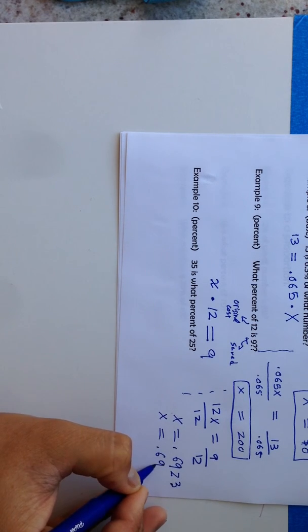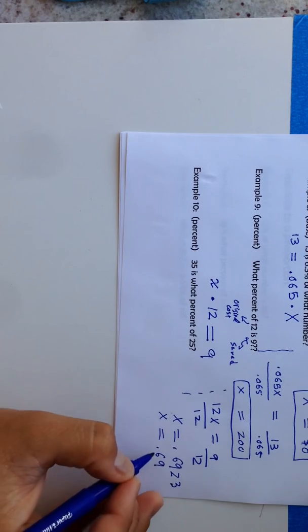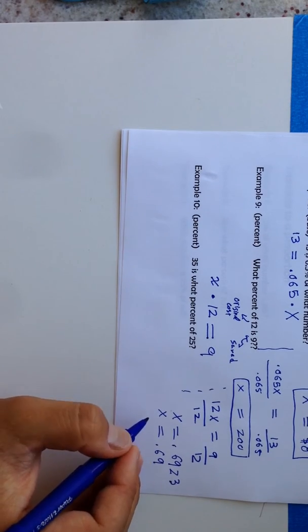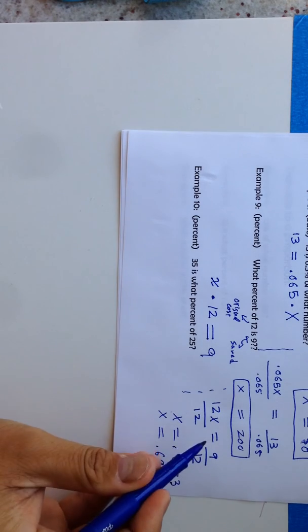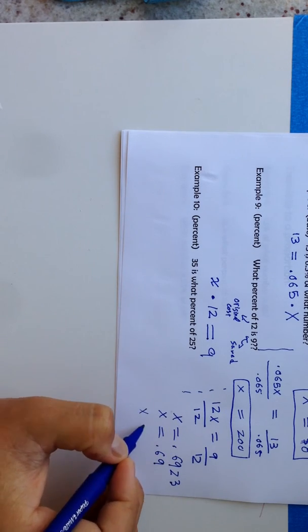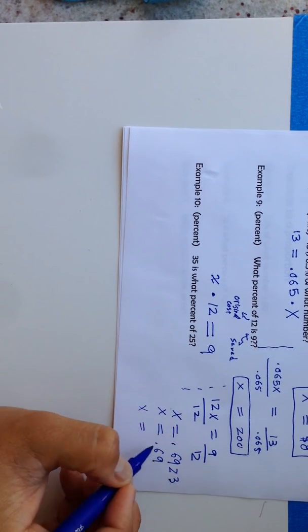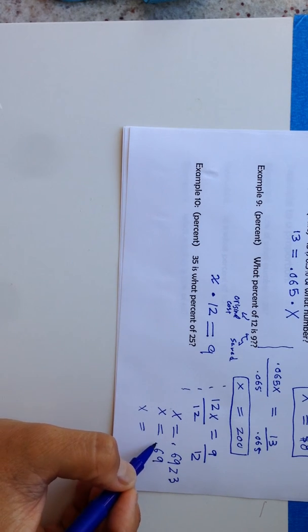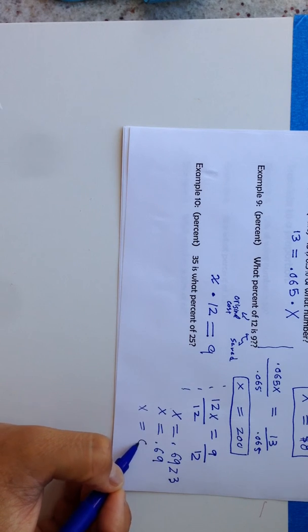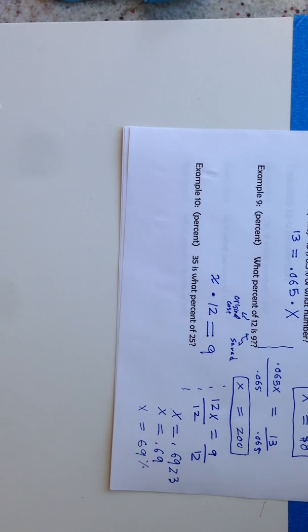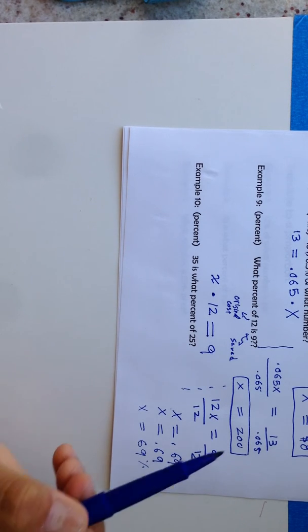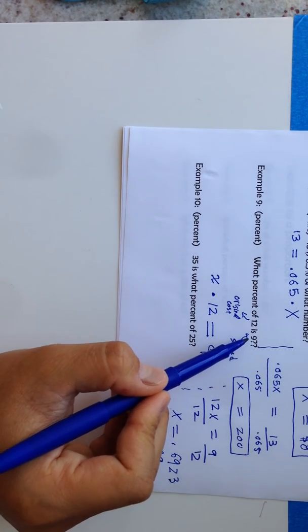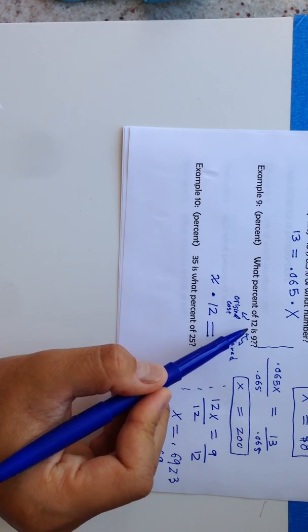I'm going to round to the nearest hundredth. Now, this is a decimal. We are asked for percent. So the next step is to convert from decimal to percent by moving the decimal 2 places to the right. So moving this 2 places to the right, it becomes 69%. So you save 69% if you got $9 back from a $12 original cost.